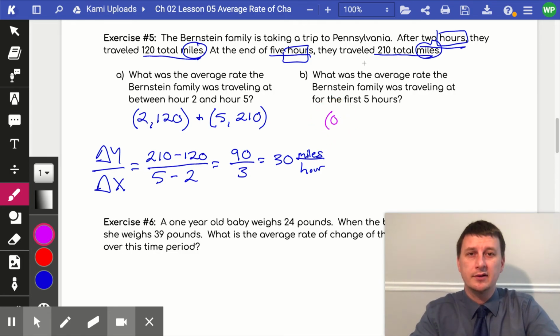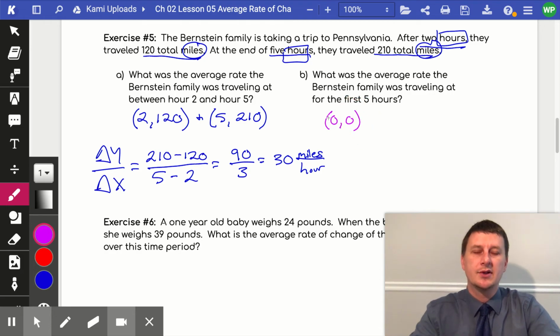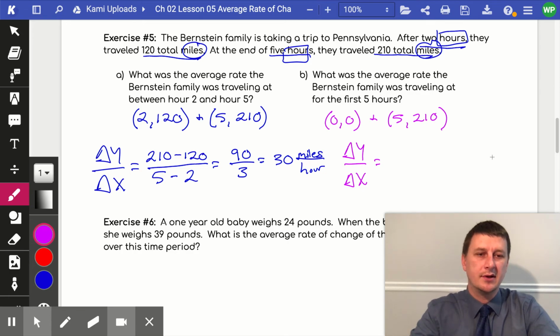Before the trip started, you're at 0. So if you haven't traveled anywhere yet, how many miles have you traveled? And the answer there is 0. So you're going to start at 0, 0, and you're going to end at, well, we know 5 hours, they traveled 210 miles. So we're going to find our rate of change by finding our change in y over our change in x, which remember is miles over hours. So our answer is going to be in miles per hour.